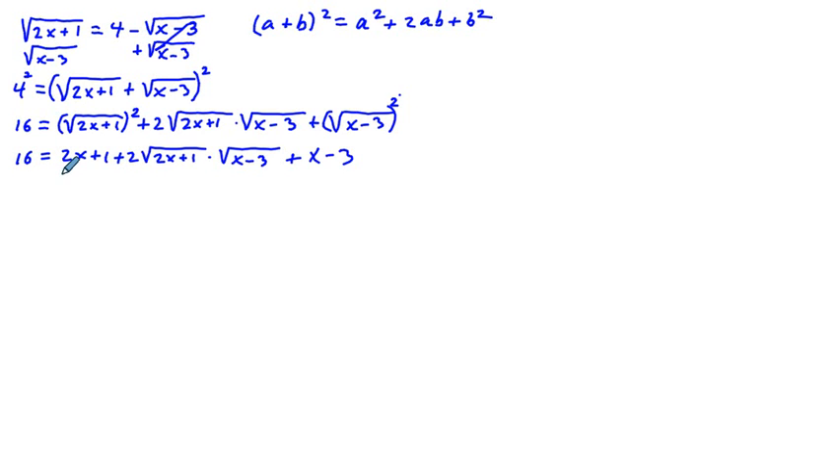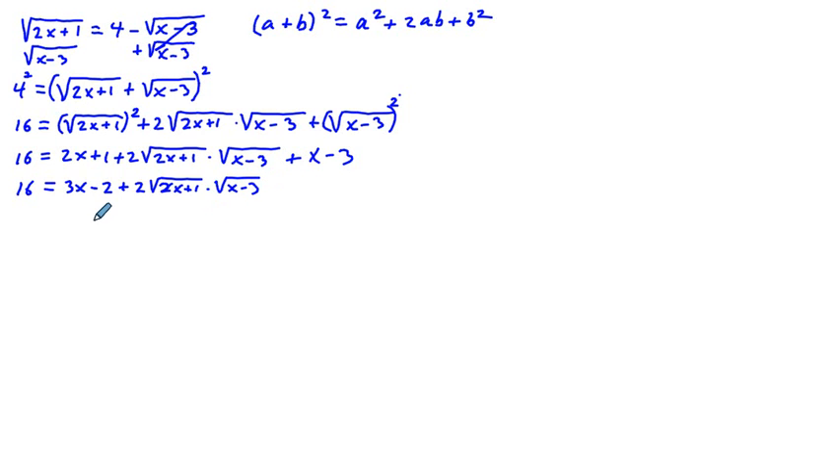Now we're going to collect the like terms, and so on the left side we have 16, and the right side we have 2x plus x, that's going to be 3x, and we have 1 minus 3 or minus 2, and then we have plus 2 times quantity 2x plus 1 times quantity x minus 3.